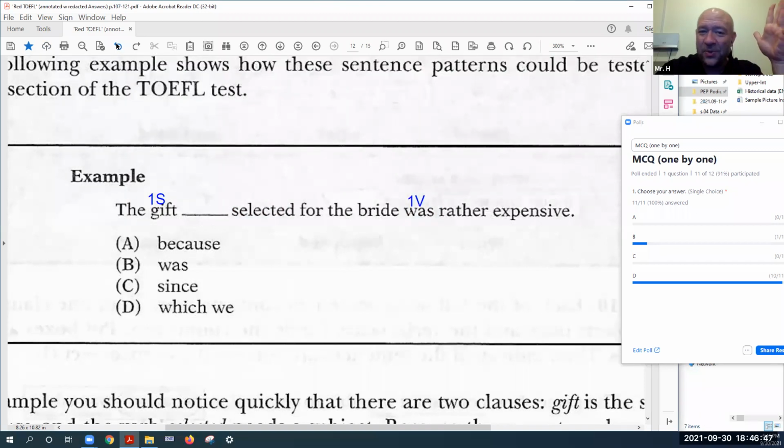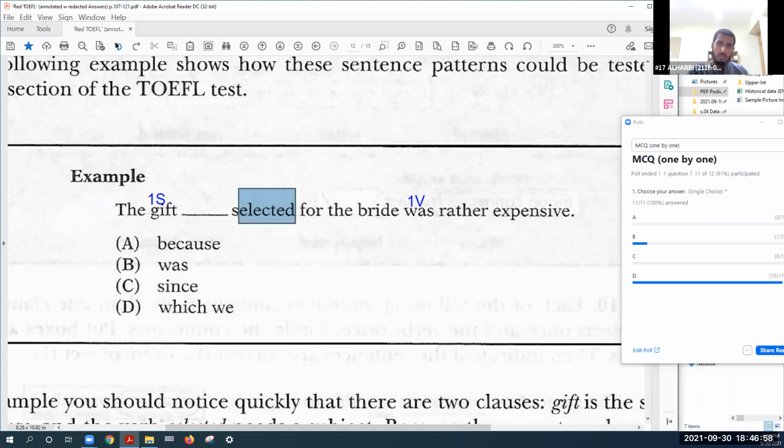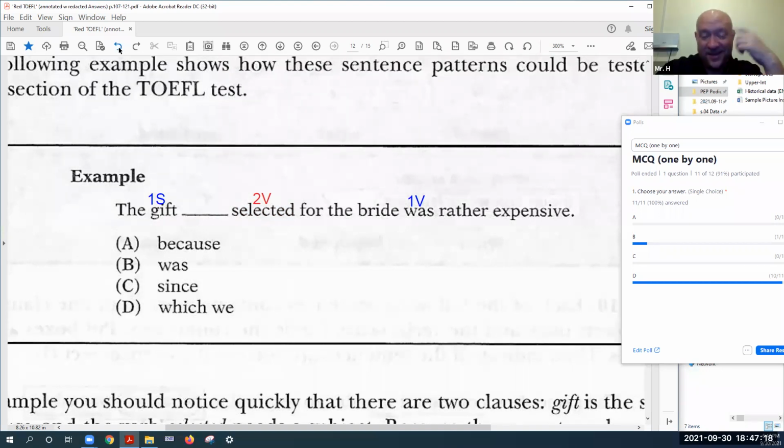Now, what do we have here? I've selected. What is that? It's not the first verb. So what is it, Yazan? Second verb. Ah, the second verb. So what's missing here, guys? Second subject. Connector and subject. We're missing two things. What are we missing? Connector and second subject. Yes, we need a connector. We need a subject.